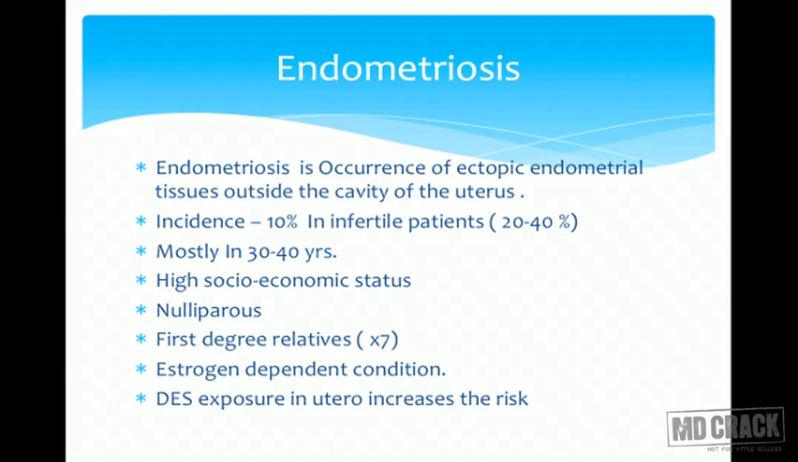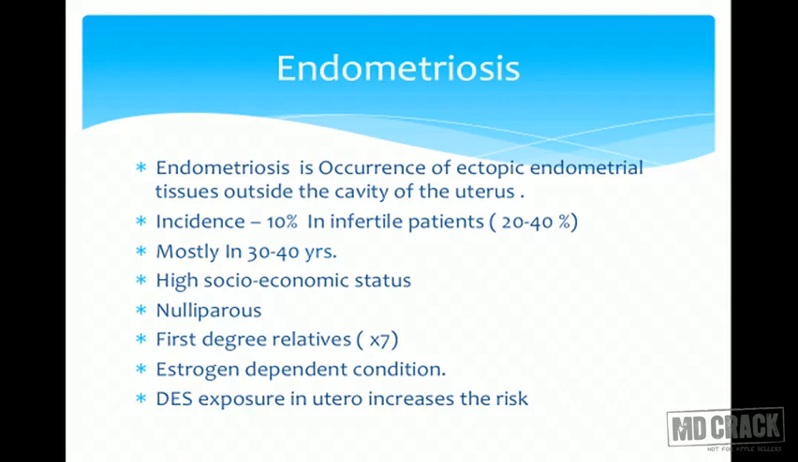Now, if these endometrial glands are ectopically placed outside the endometrial cavity, what will happen? Under the influence of these hormones in the body, they will also have these changes like proliferation, then secretory, and then shedding off. So that will cause problems because this menstruation will take place outside the endometrial cavity.